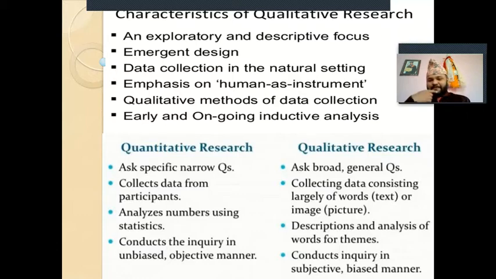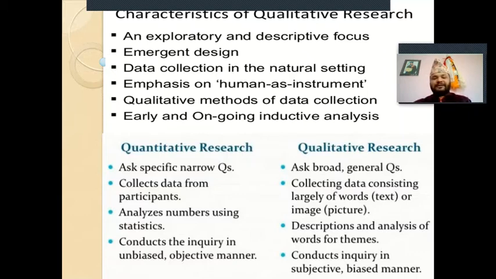What does it mean? What is an instrument? An instrument is simply a tool, right? So the human is treated as a tool, a means for information. That is the characteristic. Human as a tool for information. Without understanding the human in depth, no qualitative research can take place, right?